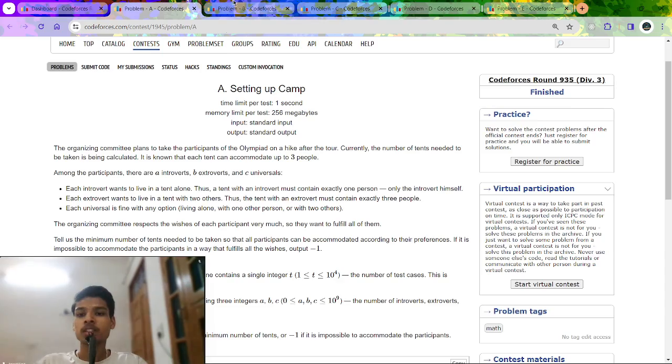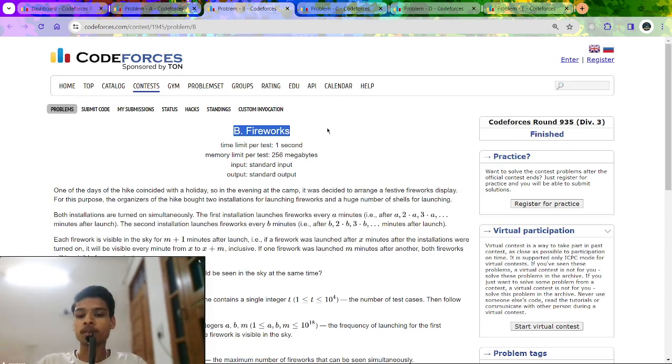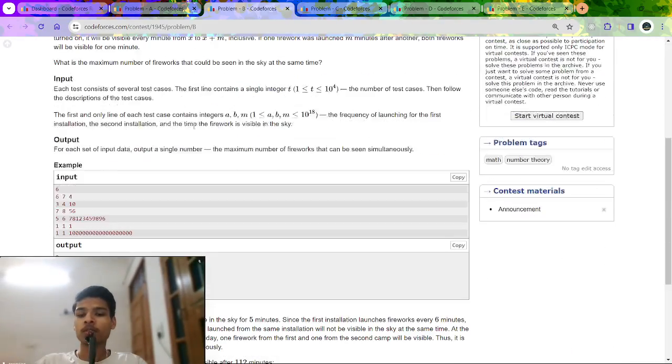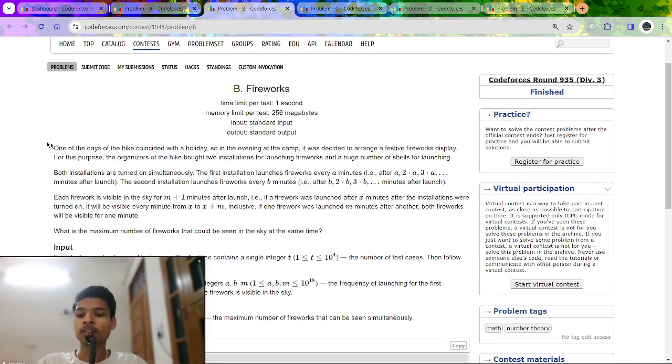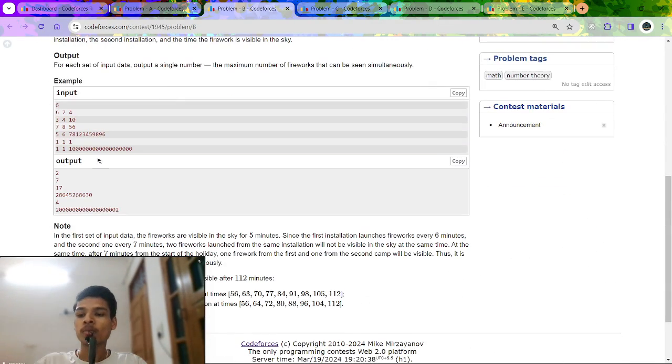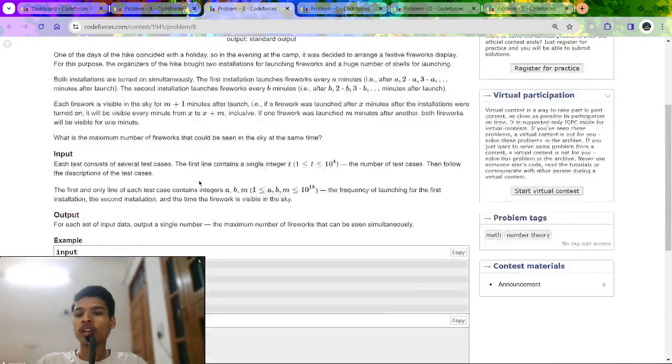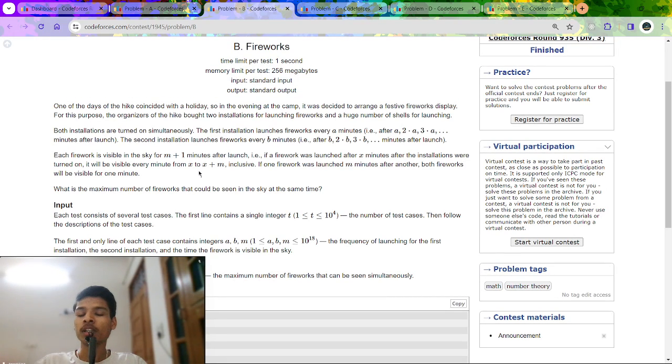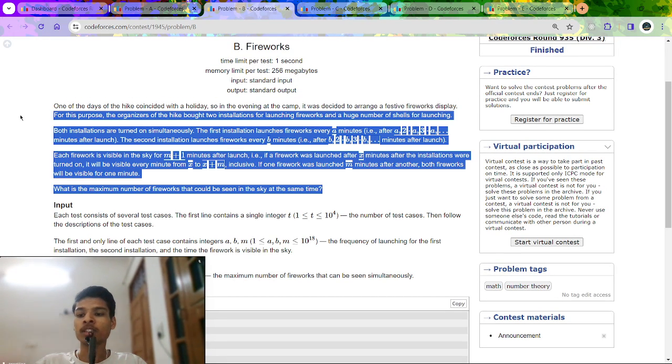So let's now discuss problem B, that is Firework. In this question, I truly say that in the contest I haven't read the problem statement itself, but simply looked at the input and output and tried to find the answer. So I will tell you that part only, because I haven't read the problem properly.